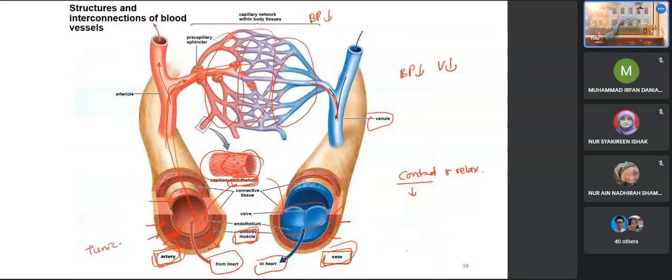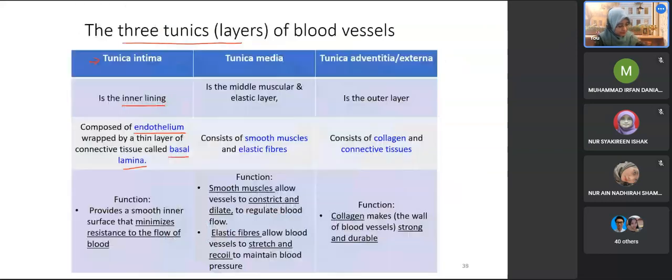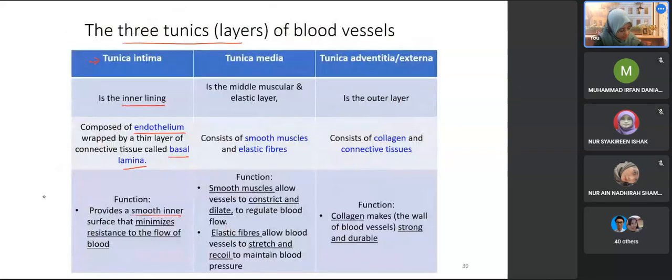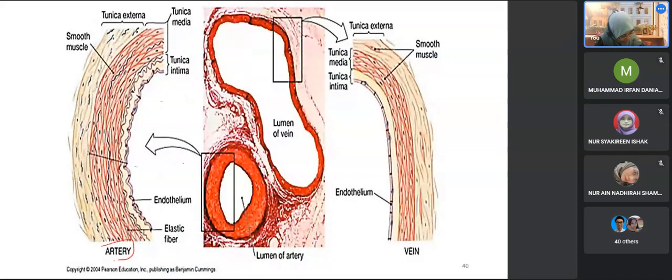Dia kan kat sini ni. So it is the endothelium layer, outside ni sikit ada basal lamina. So the function is to provide a smooth inner surface that minimizes the resistance to the flow of the blood. Okay, so that is the bahagian dalam lah, bahagian lapisan dalam. Kalau kita tengok kat gambar ni, so artery and also vein, bahagian lapisan dalam adalah tunica intima.